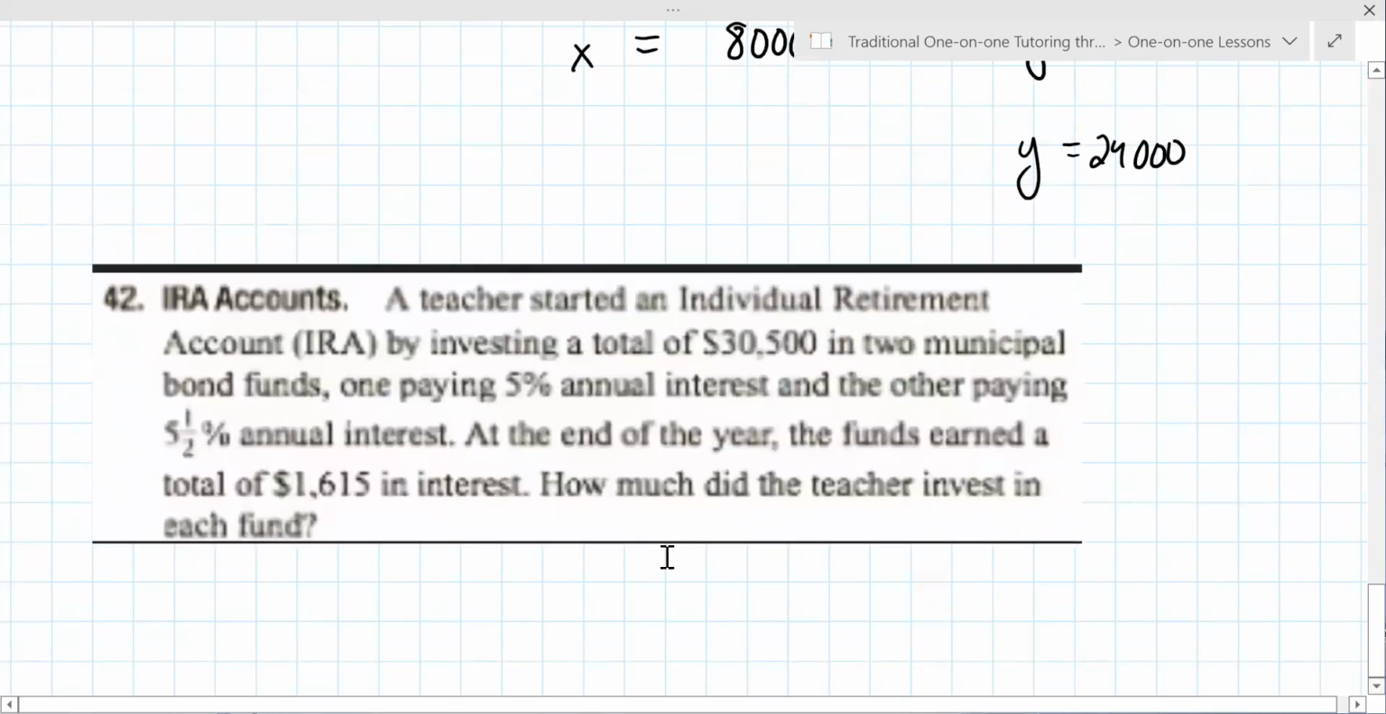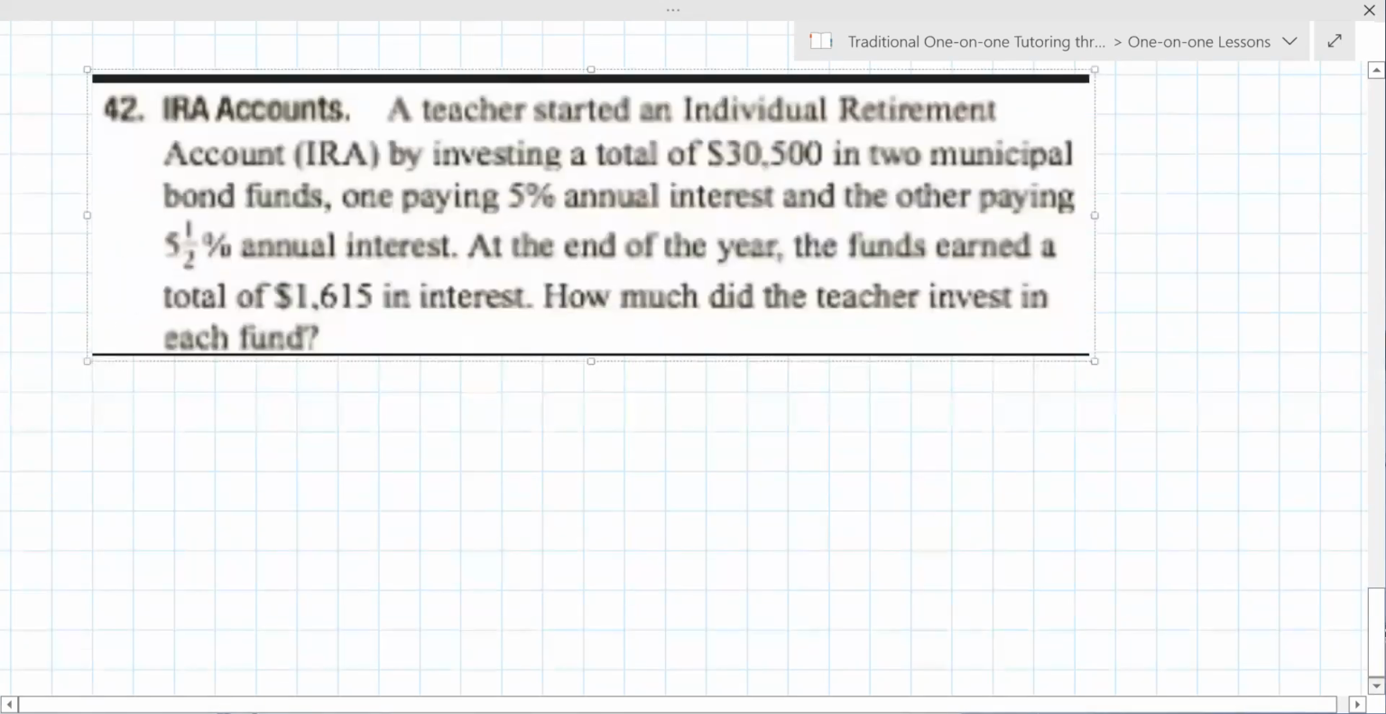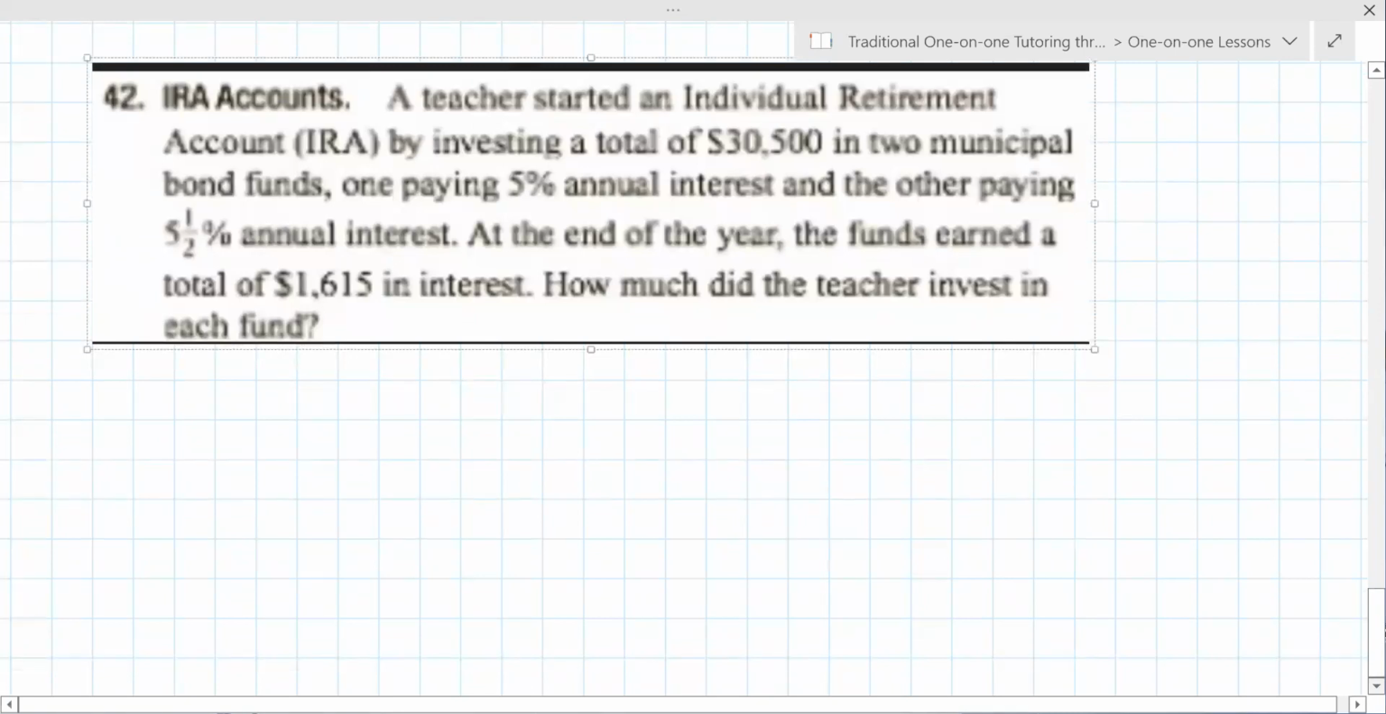Okay, so 42. 42 is kind of like the first two that we did. It's got a total and an interest equation. I'd like you to read it and see if you can set up the two equations for me. A teacher started an individual retirement account by investing a total of 30,500 into two municipal.